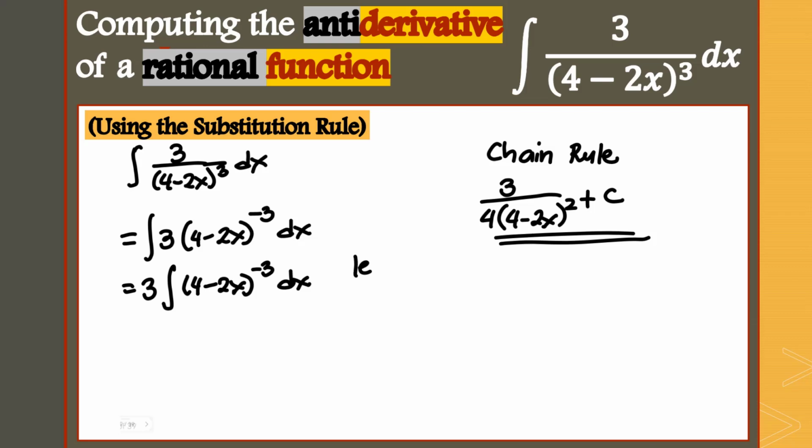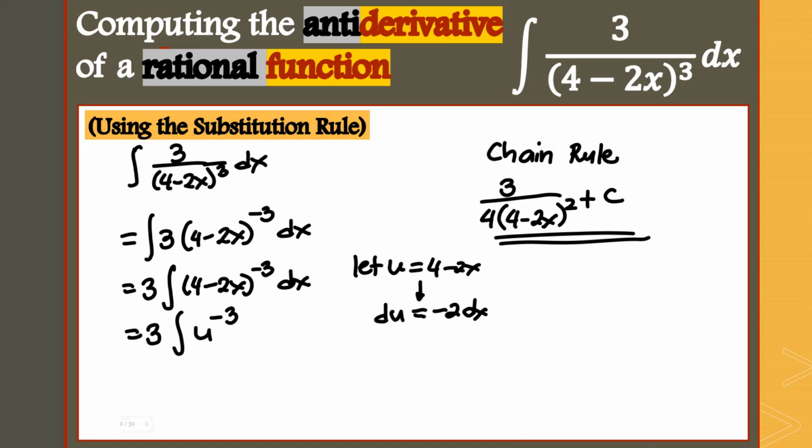So we let u be equal to this function, 4 minus 2x. So this becomes 3 times the integral of u to the power of negative 3. But since we also need du, because we are changing the variable into u, when we differentiate both sides with respect to their respective variables, du is equal to 4 becomes 0, but negative 2x becomes negative 2, since it's in terms of x, dx. Again, it's negative 2 dx here.